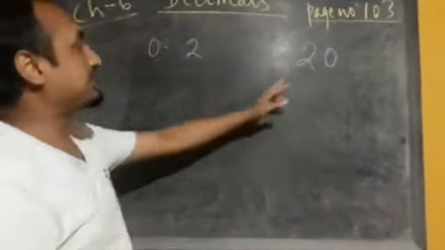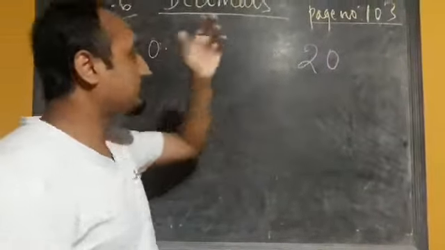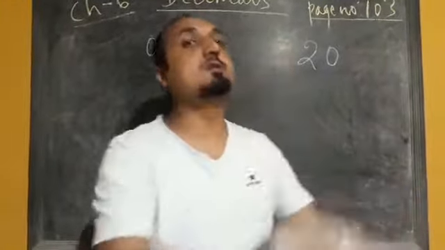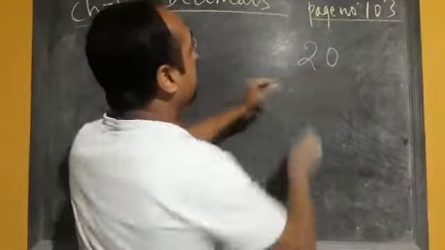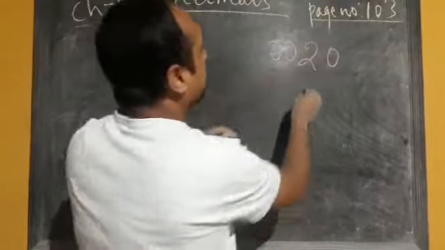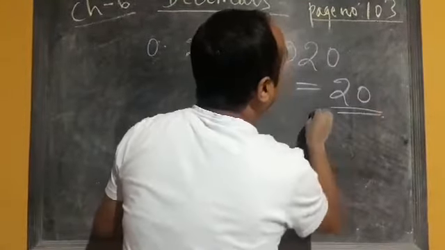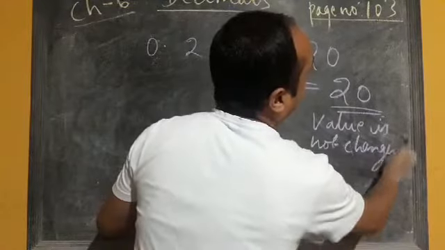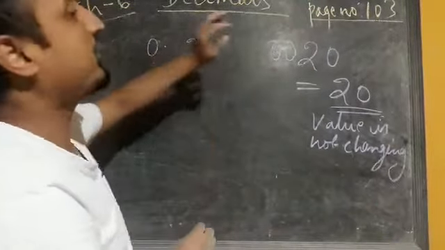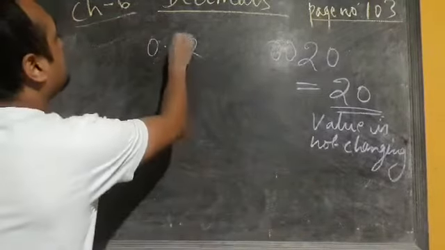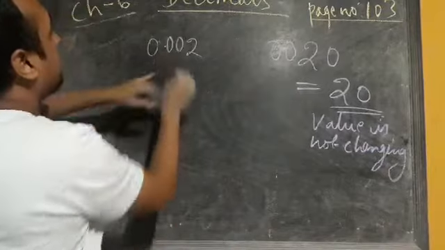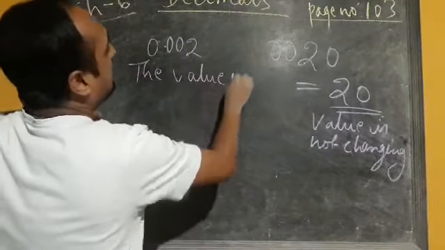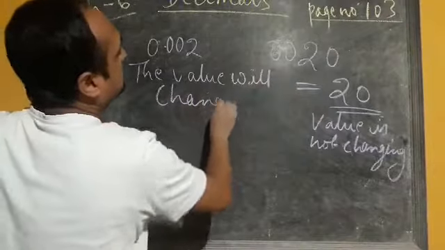Okay, let's take another example. Suppose we have 20 and 0.2. Now, what will happen if 0 is placed before the number and after the decimal point? Suppose the number is 20, and if I put any 0 before this number, it is still equal to 20. So the value is not changing. Now in the next case we have 0.2, but if I put a zero before the 2, then the value will change.